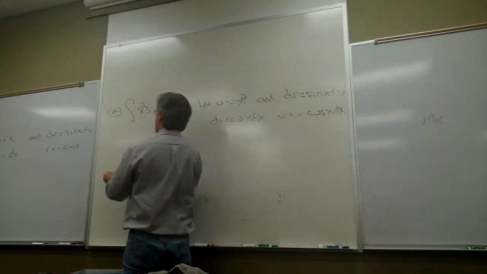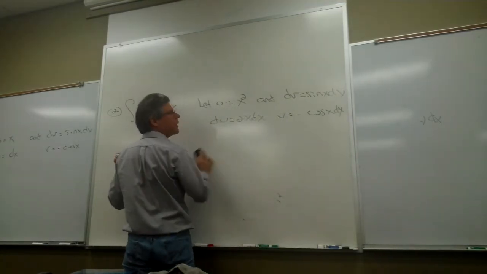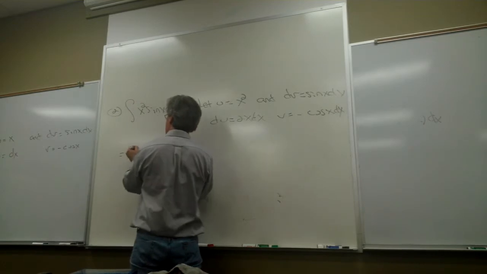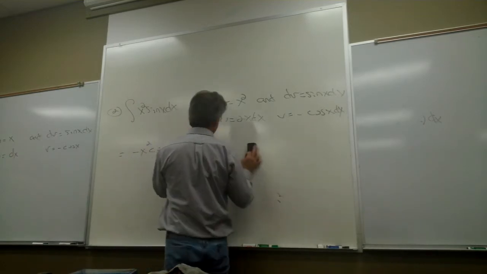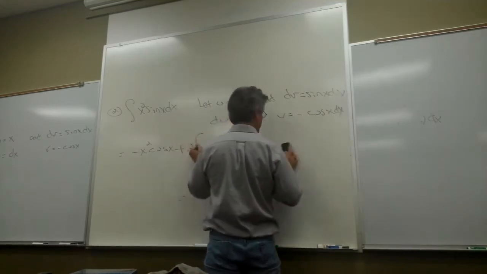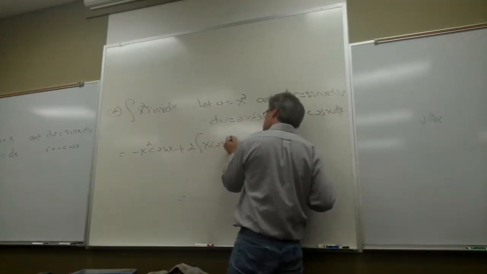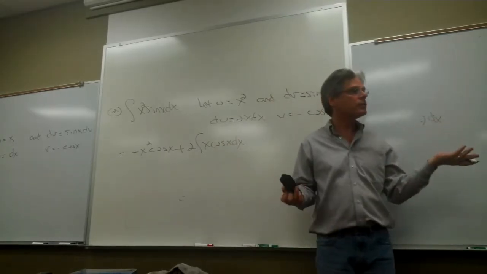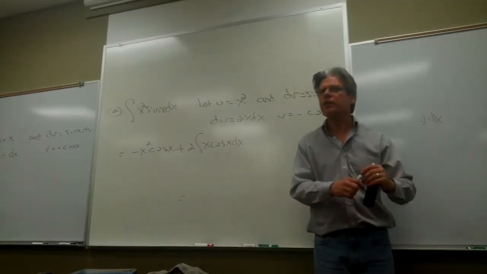That being the case, I think this is equal to the product of my u and my v, which in this case is negative x squared cosine of x, minus the integral involving v du, which in this case is 2x cosine x. Did it work? Well, sort of. I reduced the order of the exponent for x down to an x to the first power.